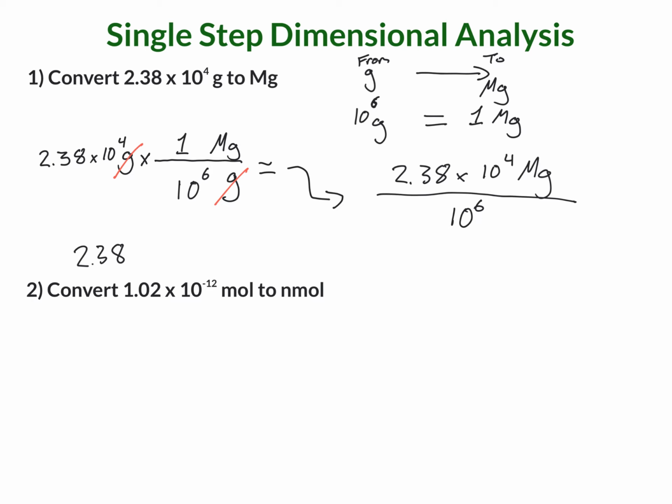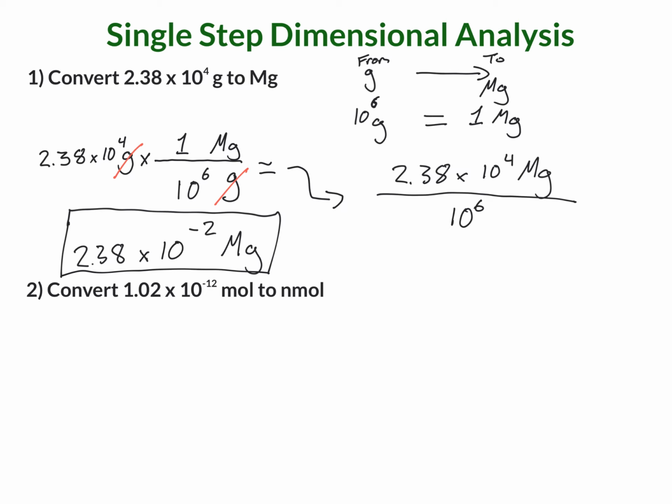-2. And that becomes times 10 to the -2. And we're left with megagrams for our unit. There is our answer. See how easy that is when we're doing it with scientific notation math? And you don't need a calculator. Okay? Now, if you didn't completely get that one, that's fine.